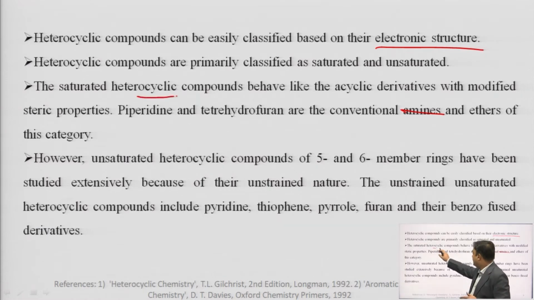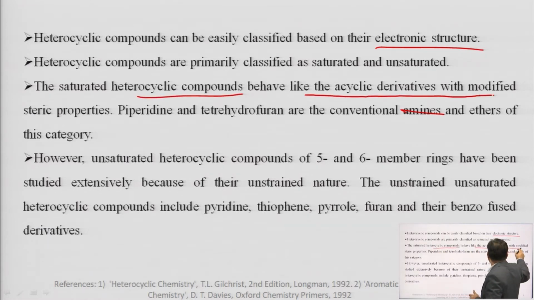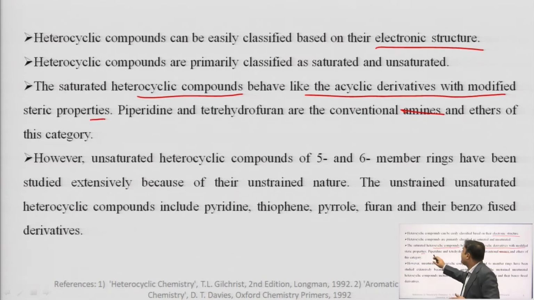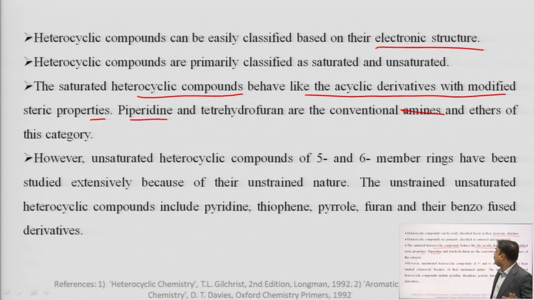the saturated heterocyclic compounds behave like acyclic derivatives with modified steric properties. Piperidine and tetrahydrofuran are the main examples of the normal, or you can say saturated, heterocyclic compounds, as piperidine is an example of conventional amines, and tetrahydrofuran is an example of ethers. However, unsaturated heterocyclic compounds of 5 and 6 member rings have been studied extensively.